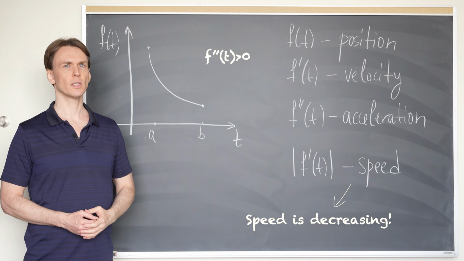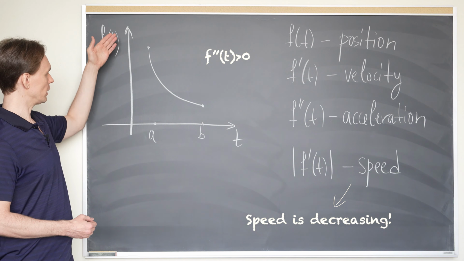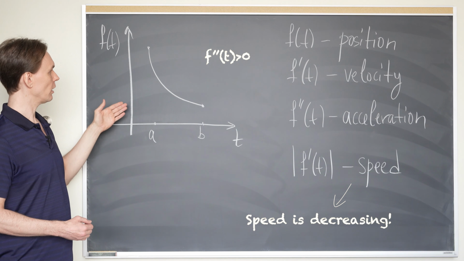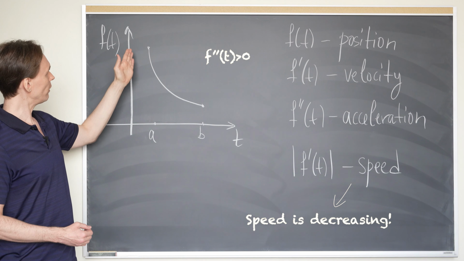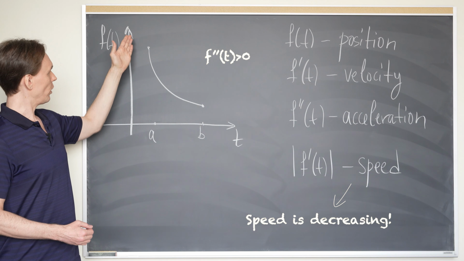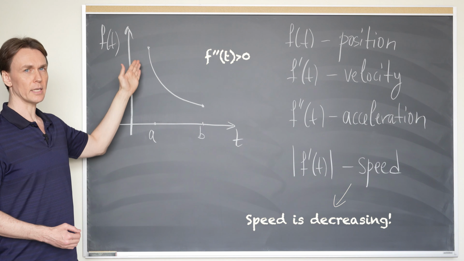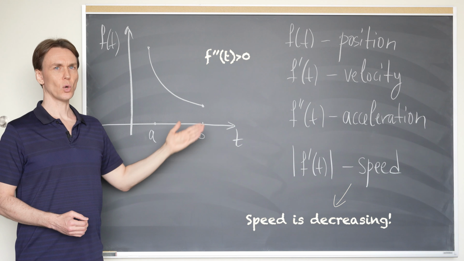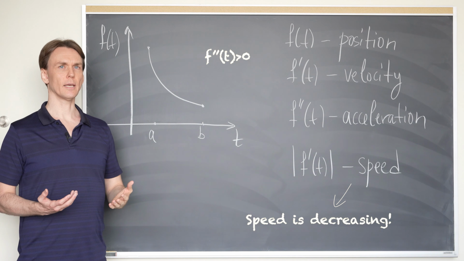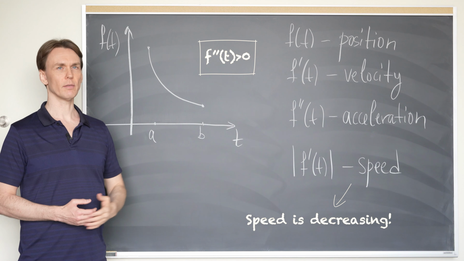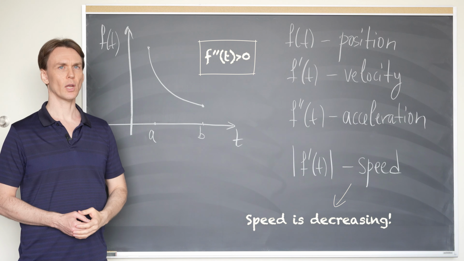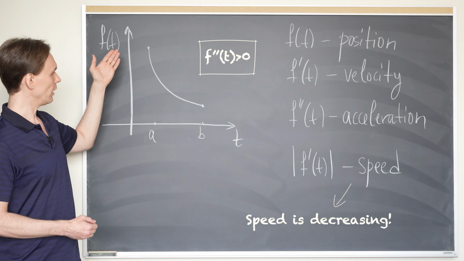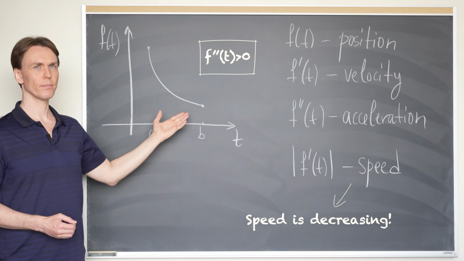And that's because on this interval, the object is moving in the negative direction. So the velocity or the derivative is going from very large negative values to smaller negative values. So the velocity is increasing, and the second derivative is positive. You can also see that on this interval, the function is concave up.